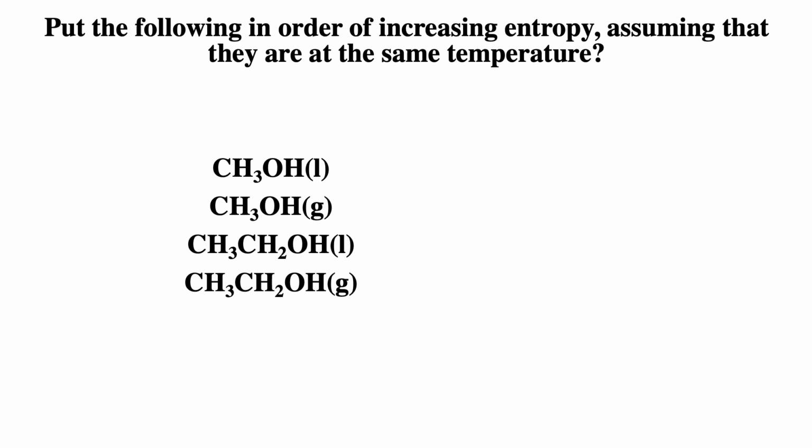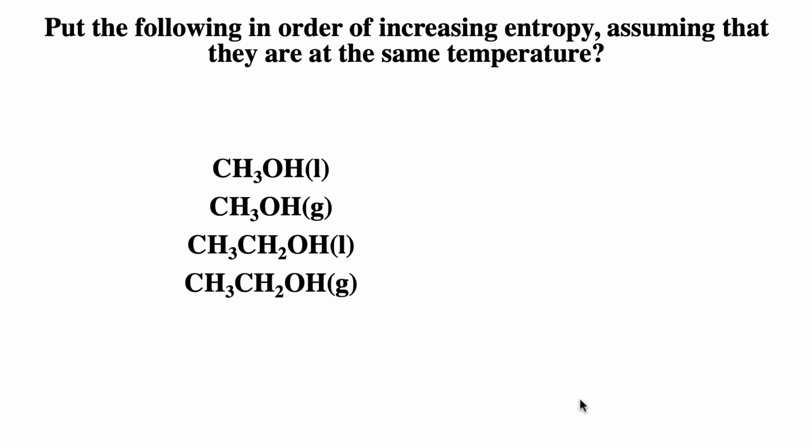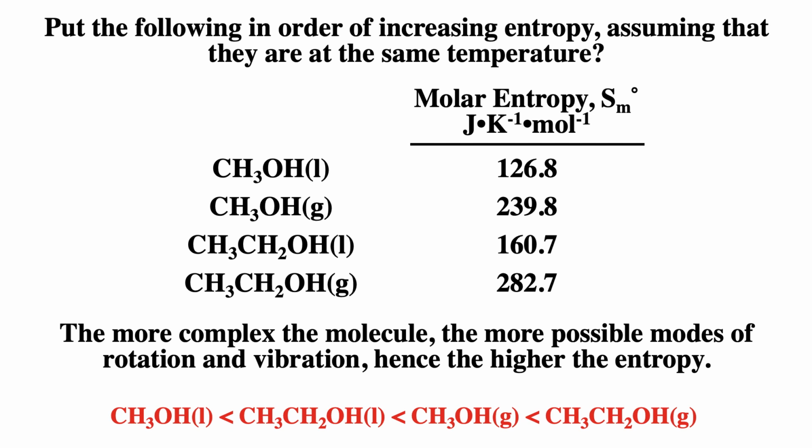Put the following in order of increasing entropy, assuming the same temperature. We have liquids and gases, and the gases will have higher entropy than the liquids. Within these pairs, remember phase is probably the most important consideration when you're looking at entropy. Within each pair, more atoms per molecule typically gives you the higher entropy. And so the highest entropy is probably the ethanol vapor, then methanol vapor, then ethanol liquid, and then methanol liquid. Again, phase is typically the most important consideration, and then we look at the number of atoms per molecule. The intermolecular forces are pretty similar, since they both have hydrogen bonding.